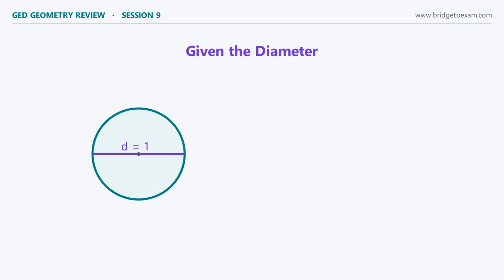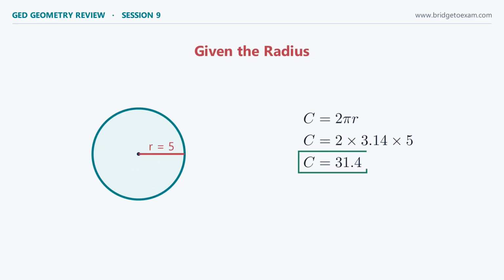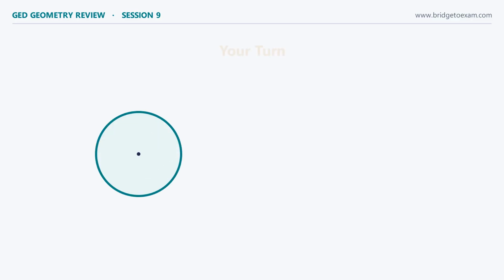Let's try one with a diameter of 10. Circumference is pi times d, so 3.14 times 10, which is 31.4 units. Now, the same circle described a different way, with a radius of 5. 2 pi r is 2 times 3.14 times 5, which is also 31.4 units. Same circle, same answer. One more.